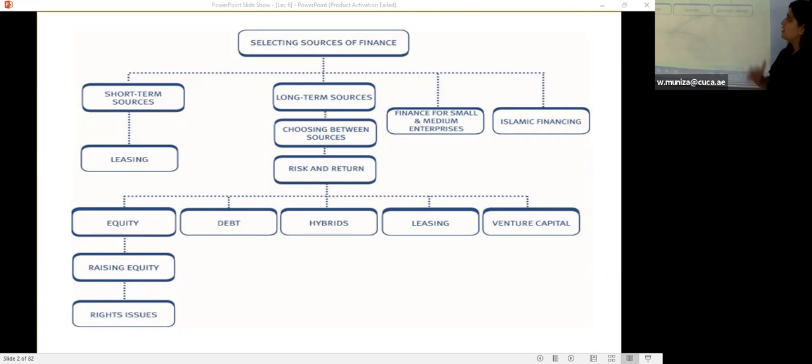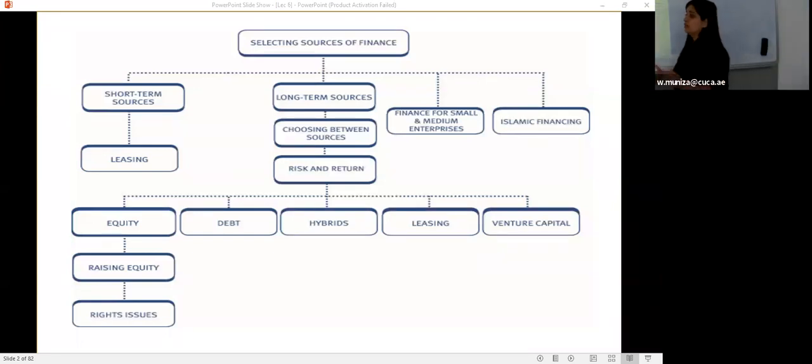And under long-term sources of finance, we are going to learn about leasing as well. So leasing does come under short-term sources as well as long-term. And we are going to consider venture capital as well. Students, short-term leasing, long-term leasing, venture capital, these are all theory portions. We do not have numericals related to them. So in the exam, they can ask you about the discussion regarding these sources of finance.